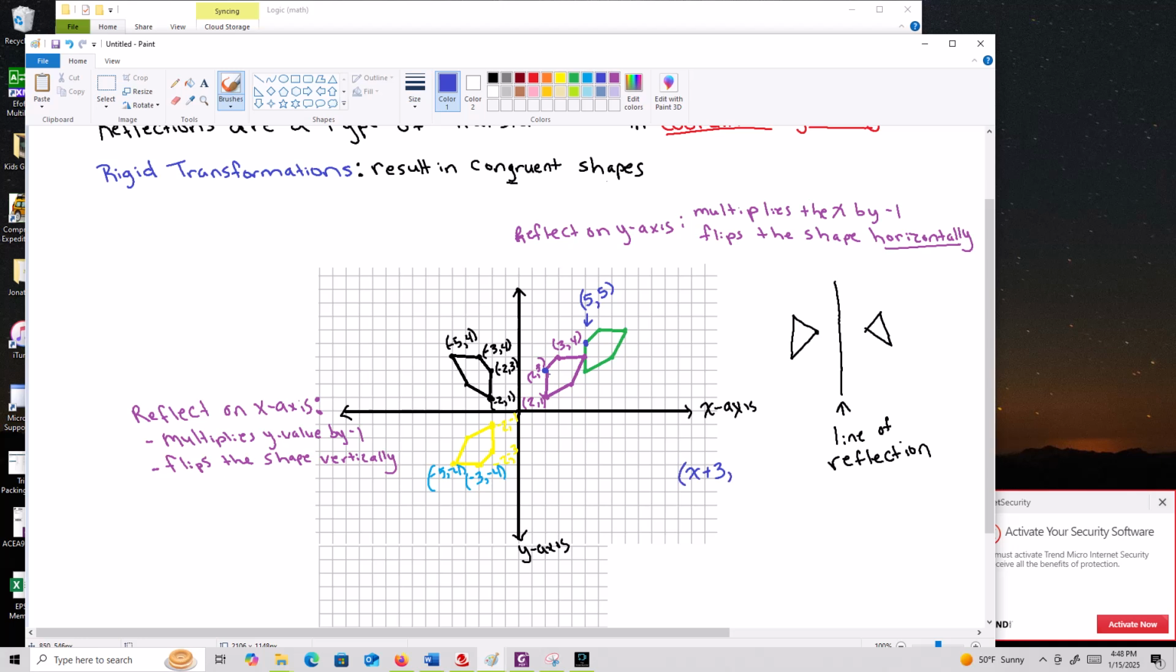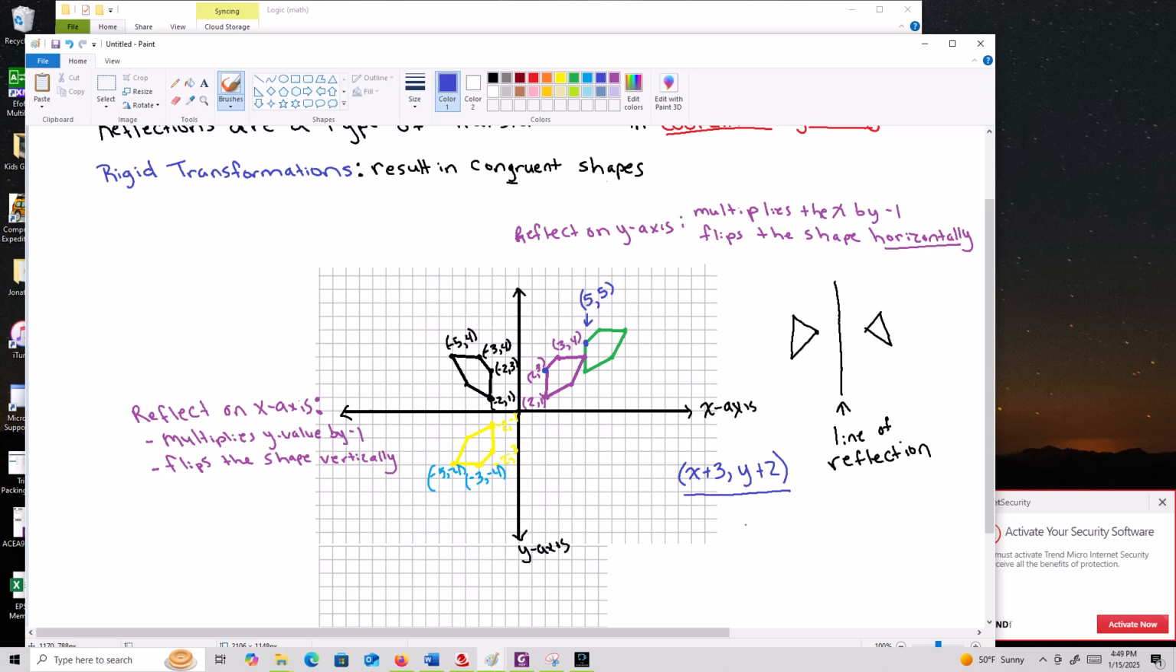And to get from a 3 to a 5, I need to add 2. So my y would be y plus 2. So now I need to apply this translation, x plus 3, y plus 2, to every point in the polygon. And if every point ends up on the green, then I have the same shape. It's congruent.